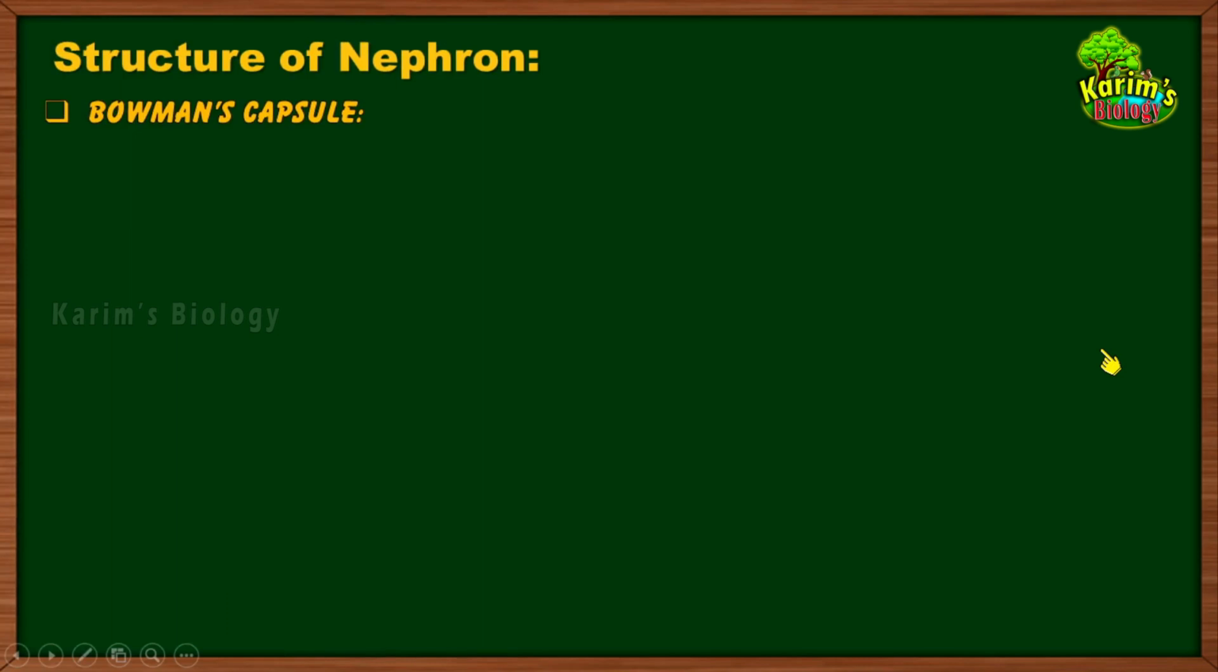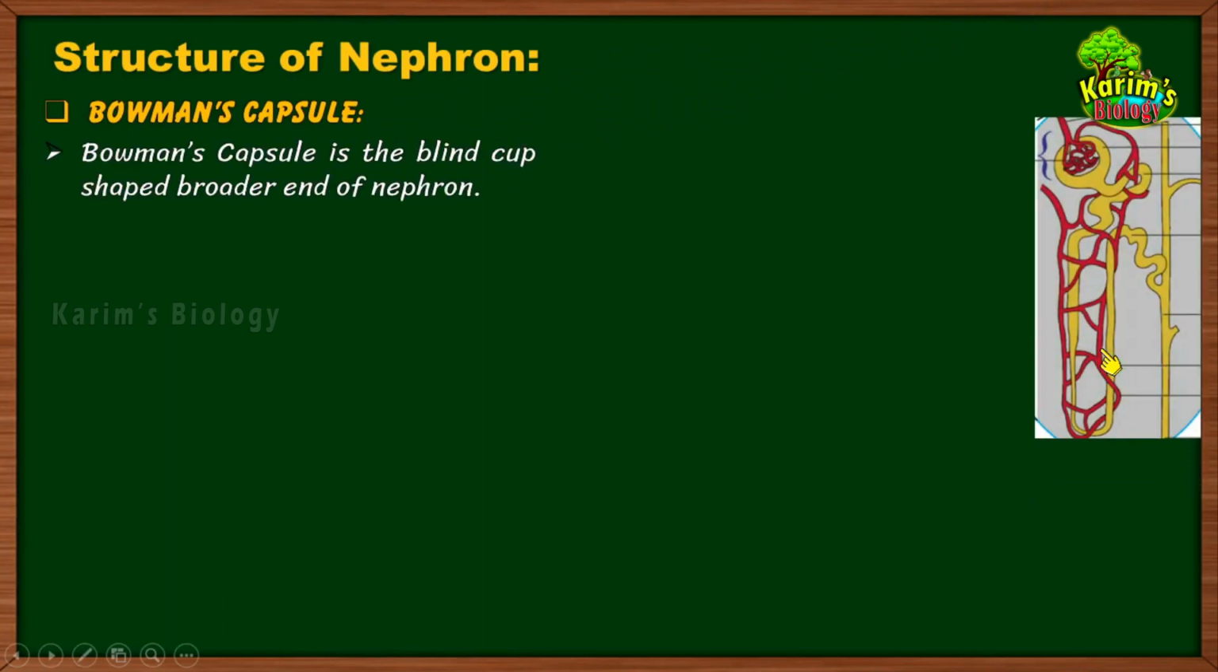Okay, so first let us talk about Bowman's capsule. I told you that Bowman's capsule is a cup-like structure. It is a blind cup-like structure because it is closed. It is a cup-shaped broader end of the nephron, right?